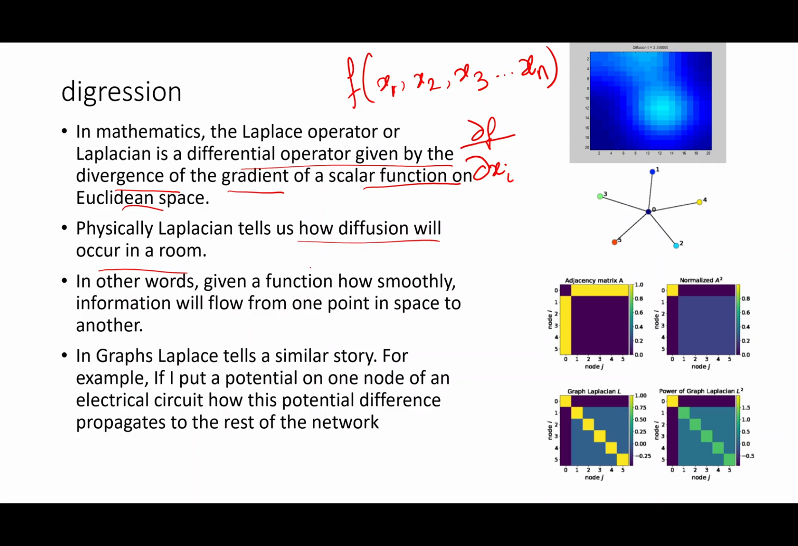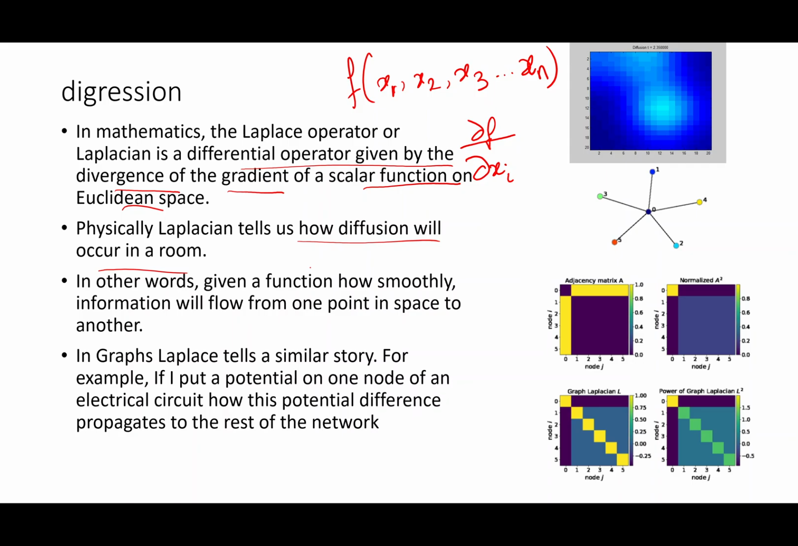In graphs, the Laplacian tells a similar story. For example, if I put a potential on one node of an electrical circuit, how does this potential difference propagate to the rest of the network? That's what the Laplacian tells me. Let's take the right-hand side of our slides. If I put a potential at node 0, it's very obvious that all of these potentials will flow equally to all of the other nodes. So if I put a potential at node 0, at nodes 1, 2, 3, 4, they are equal. All of these potential differences will be equal.